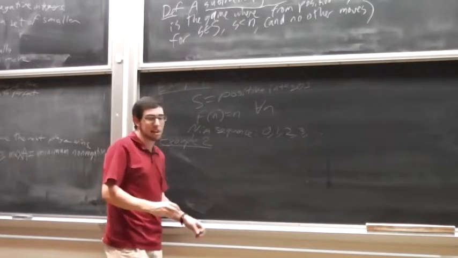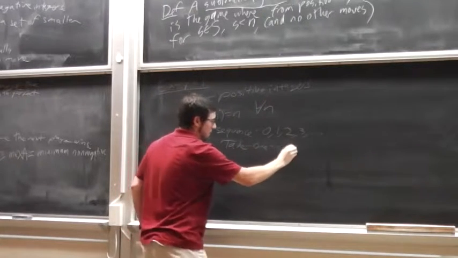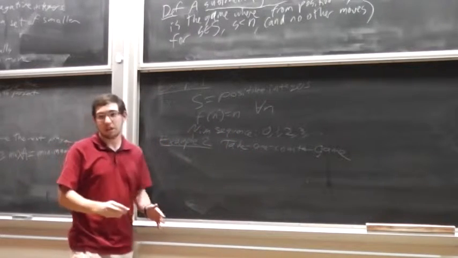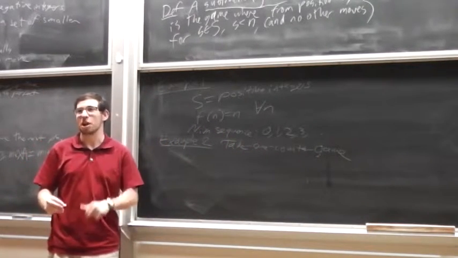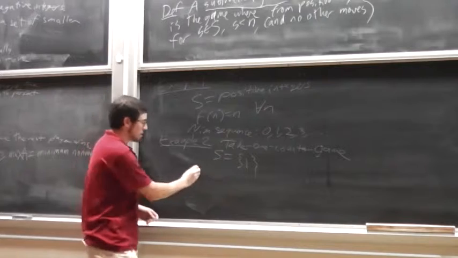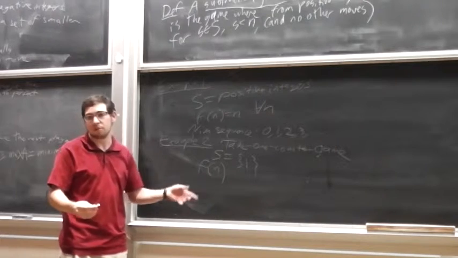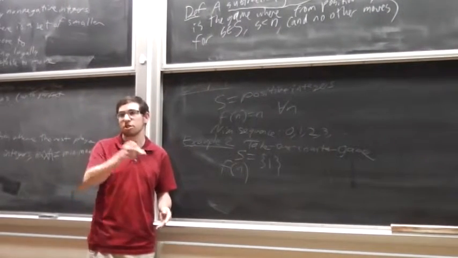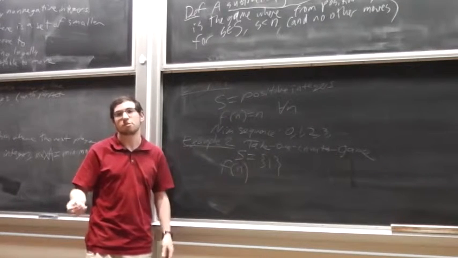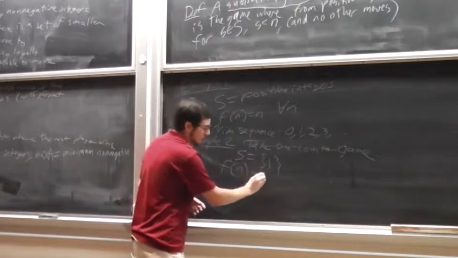So the second example I like to call the take one counter game. In this game, you're given a pile of n counters, and on your turn you must take one counter. So S is the set {1}. So in the position 0, you can't move, so f of 0 is 0. Then f of 1, you can move to position 0, so you can move to a position that has f equal to 0. But you can't move anywhere else, so f of 1 is equal to 1. And then by similar logic, f of 2 equals 0, f of 3 equals 1. So you end up with f of n is equal to n mod 2.